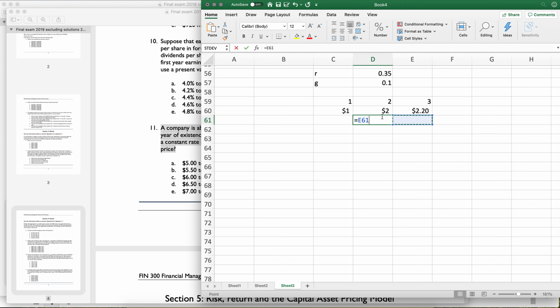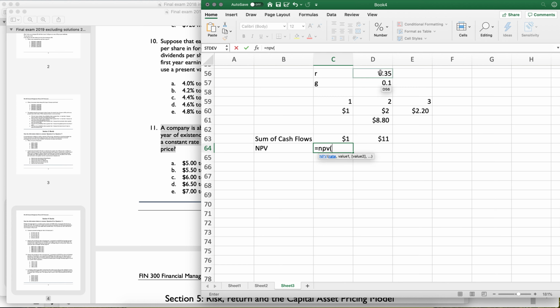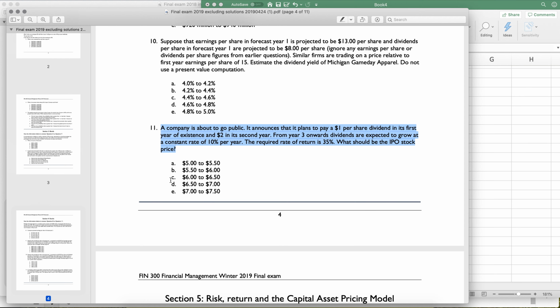We can make this a growing perpetuity. And then we can sum the cash flows. And finally, we can get an NPV. The answer is 6.67 and should be D.